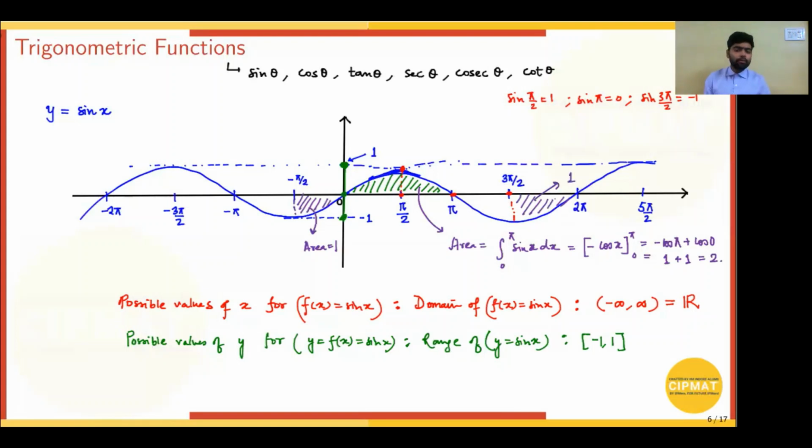Okay, I hope this concept is absolutely clear. Now there is a concept of even functions and odd functions. I know that a function is known as an even function if f of x is equal to f of minus x. And I know that a function is known as an odd function if f of x is equal to minus of f of minus x.